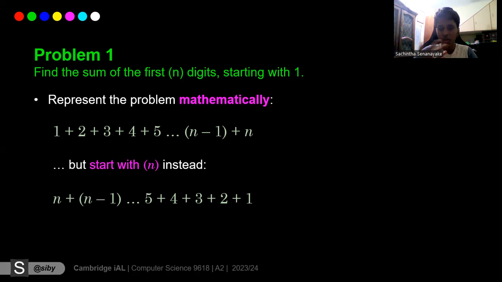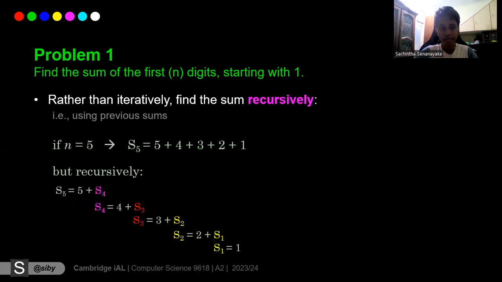Of course, no one's going to punch you if you do it the first way. You can do it the first way. But for this question, I'll do it the second way, where you start at n and you decrement all the way down to 1.